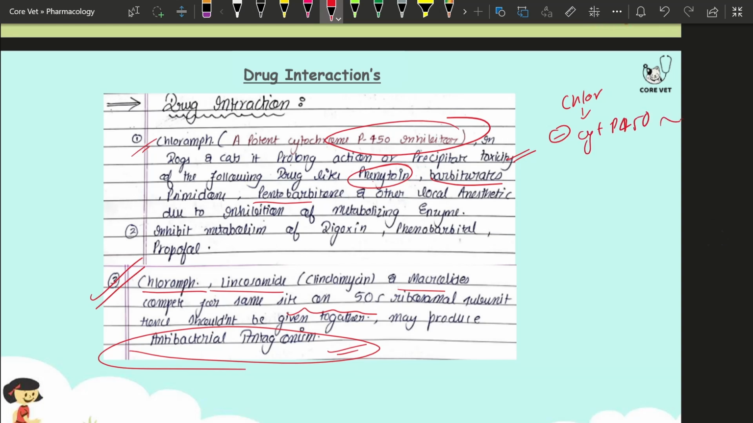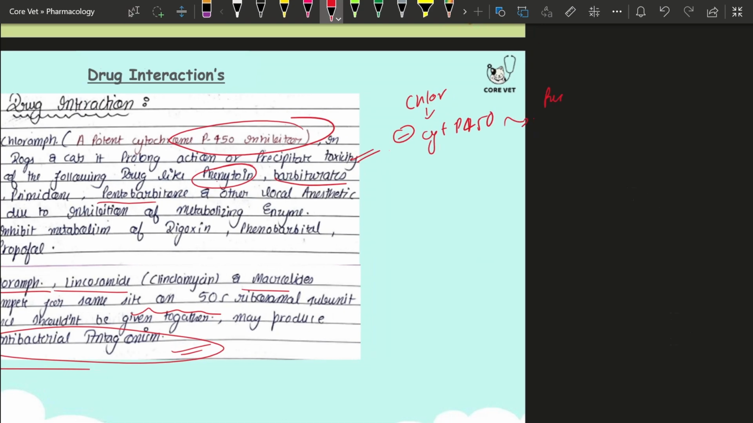And the cytochrome P450 was responsible for what? The metabolism of phenytoin, barbiturates, anesthetics, several drugs, right? It was responsible for the metabolism of these following drugs. If there would be inhibition of this cytochrome P450, obviously it will lead to what? Accumulation of these following drugs, because these are not going to be metabolized.